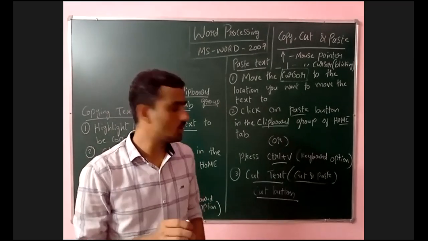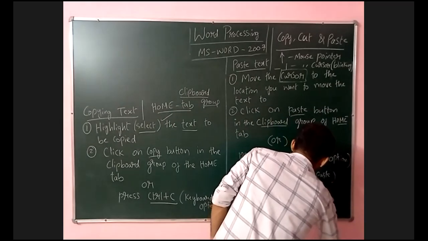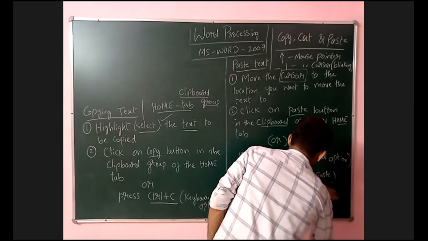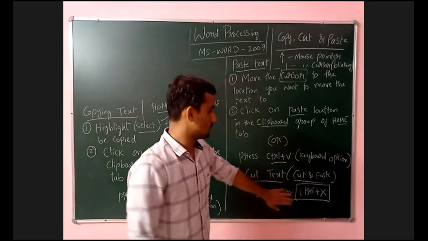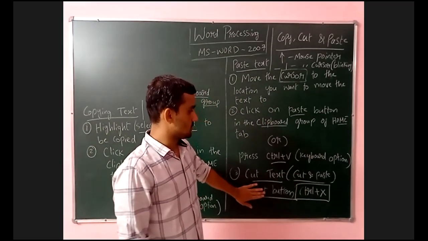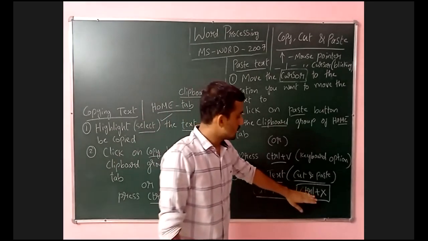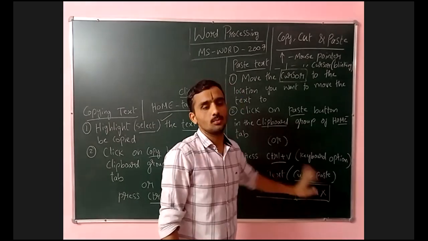Or with the help of the keyboard, there is a shortcut key called Ctrl plus X. You have to remember. So this is the keyboard option, Ctrl plus X. Okay. So this is the mouse option: I have to click on the cut button of the clipboard group of the Home tab, or with the help of the keyboard, Ctrl plus X. This is the keyboard option.